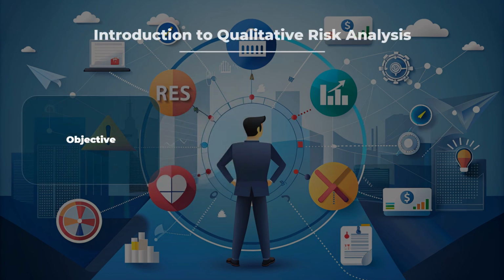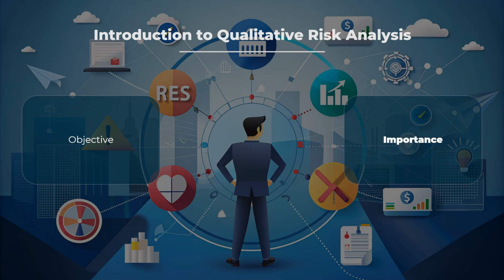The main objective of qualitative risk analysis is to evaluate and prioritize risks based on their probability and impact. This helps in determining which risks require more attention. Qualitative risk analysis helps focus resources on the most critical risks, ensuring that high-priority risks are managed effectively and efficiently.